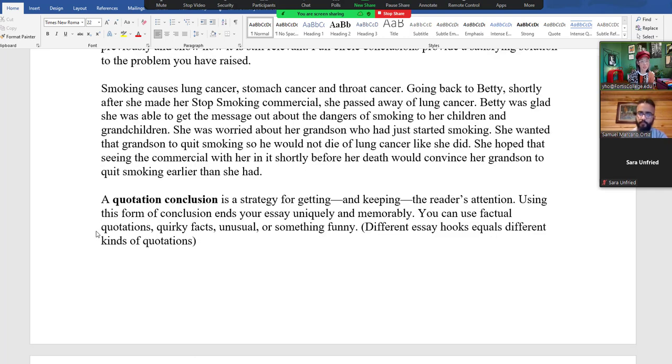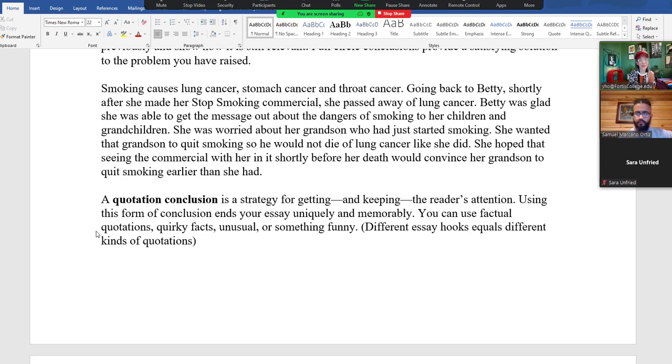A quotation conclusion means that you can use a quirky quotation. A quotation conclusion is a strategy for getting and keeping the reader's attention. Using this form of conclusion ends your essay uniquely and memorably. You can use factual quotations, quirky facts, something unusual, or something funny. It's similar to how you would have different kinds of essay hooks. In other words, find something that's dramatic.